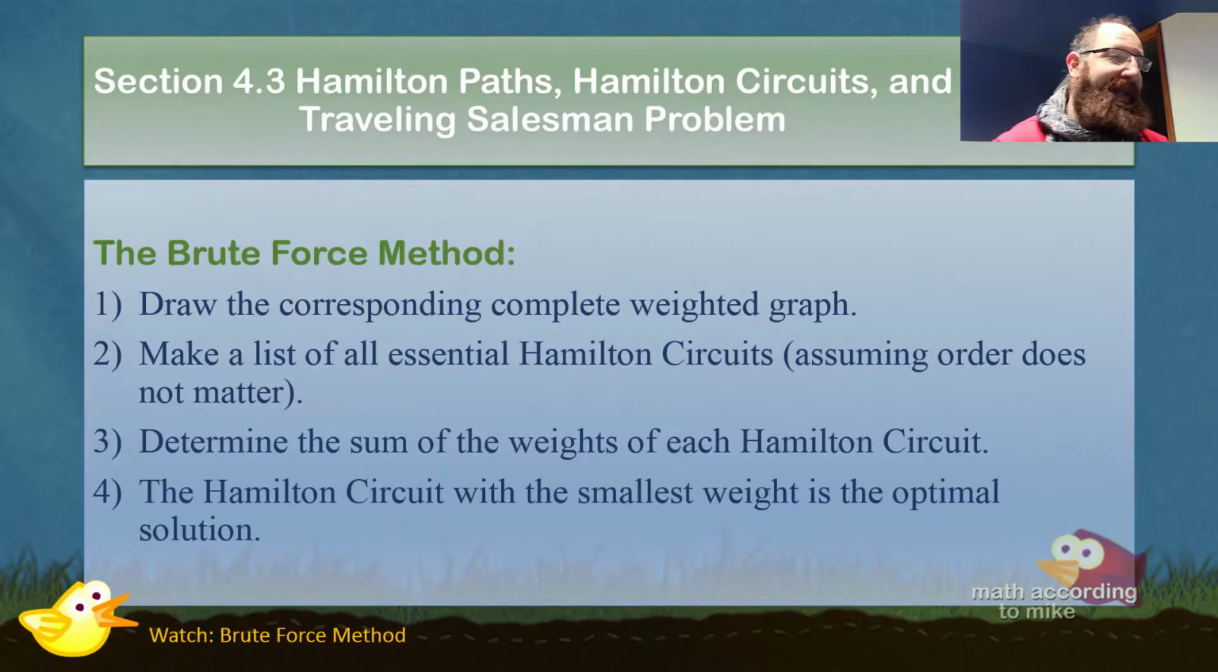So again, you're going to see with 4 vertices, there's a considerable amount of work. With 5 vertices, well, 5 minus 1 is 4. 4 factorial is 24, half of which is 12. So if you had 5 vertices, you'd have to do 12 essential Hamilton circuits. That's why you're not going to be getting a lot of vertices, because these take a while to do by hand. So if you would, please watch Brute Force Method.